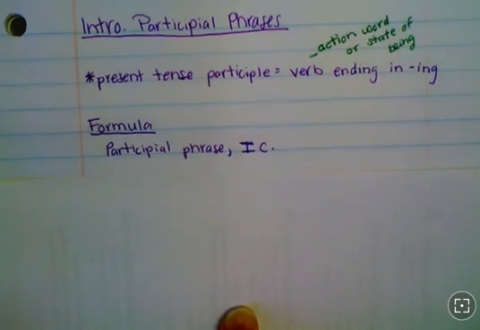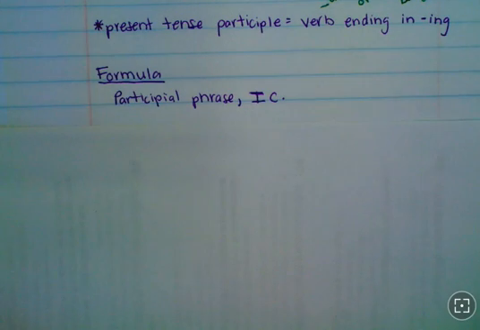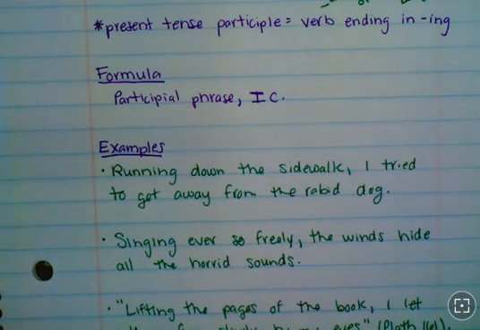So in this case, the formula is a participial phrase, a comma, and then an independent clause. Now remember, your independent clause has to be able to stand by itself. Subject, verb, complete thought. Your participial phrase is going to start with a verb ending in ing. So some examples for you.